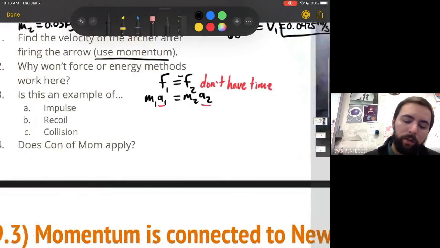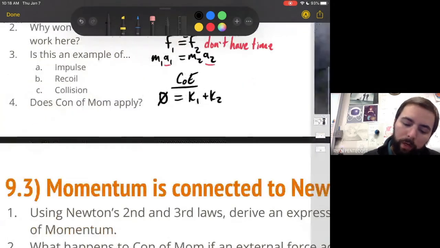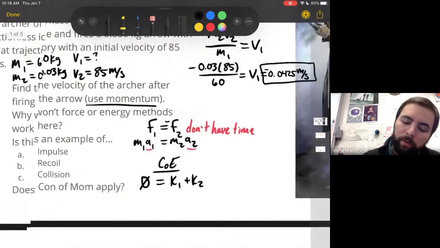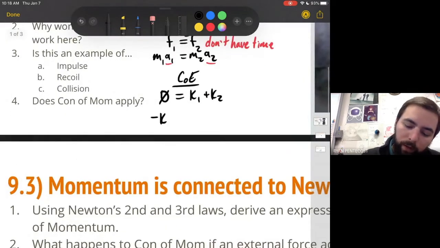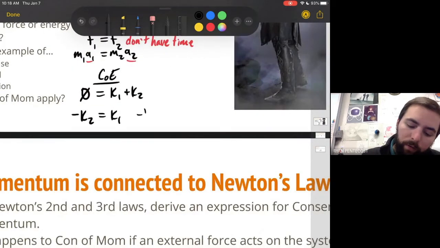Next, energy methods. So if we do COE, conservation of energy, they start off not moving, so we'll call that 0, and then they suddenly have kinetic energy 1 and kinetic energy 2. So we'll do negative kinetic energy of the arrow equals the kinetic energy of the archer. So let's see if this is true. We have negative 1/2 M2 V2 squared equals 1/2 M1 V1 squared.